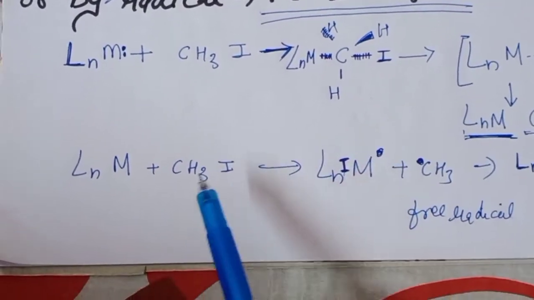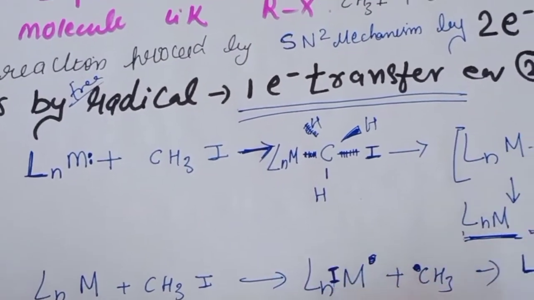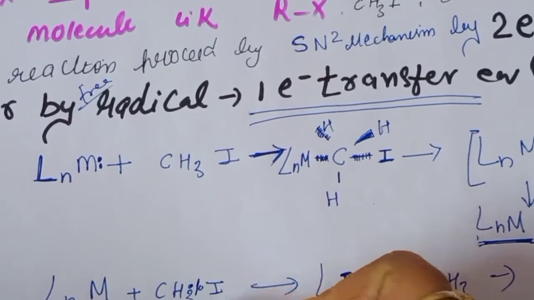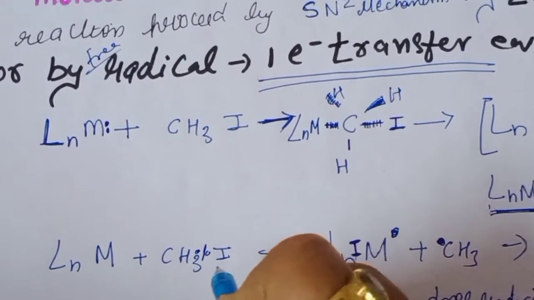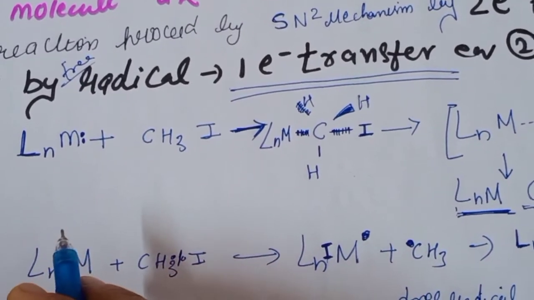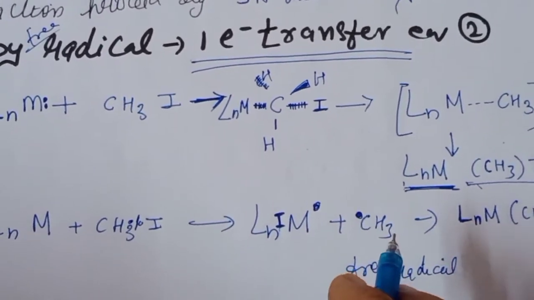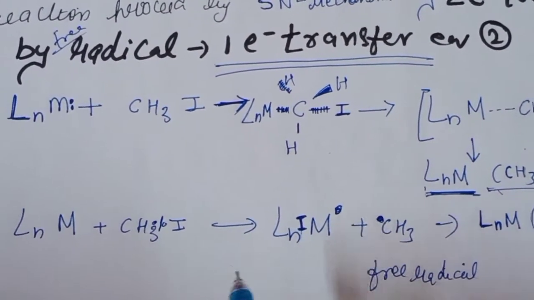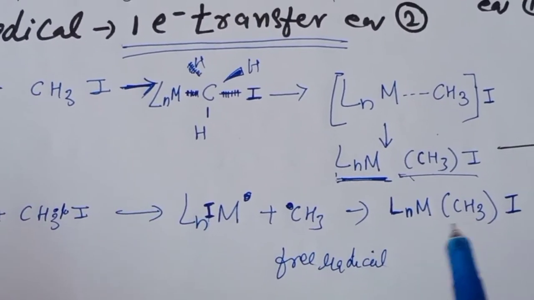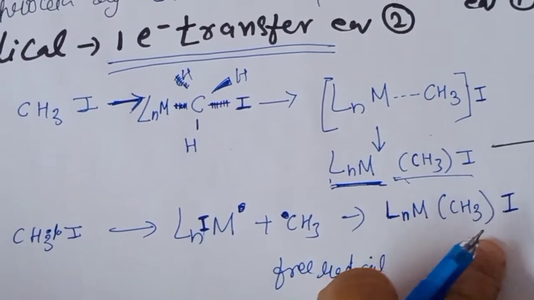Now next is our free radical mode. This bond has 2 electrons. When homolytic cleavage takes place, it divides into 2 parts. So 1 electron will transfer here and attach in this manner, and 1 methyl free radical will be released. The iodine will get attached to the complex, a free radical forms, and finally you get the desired product, a complex having both anionic ligands, CH3 and I.